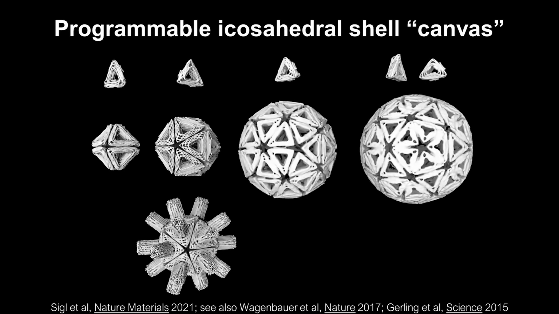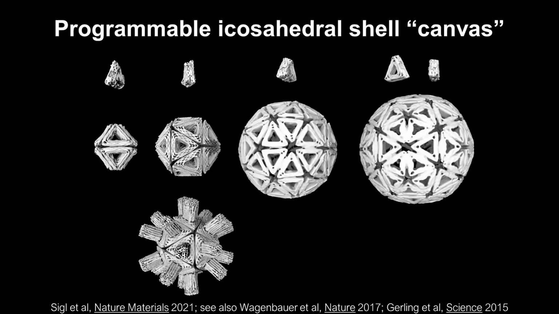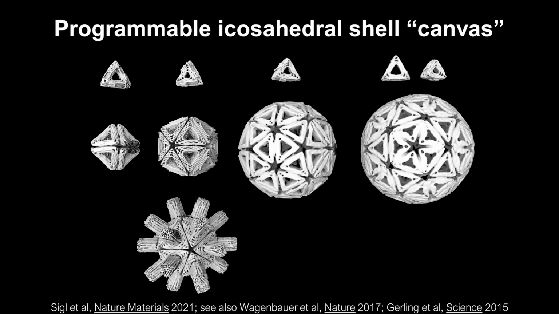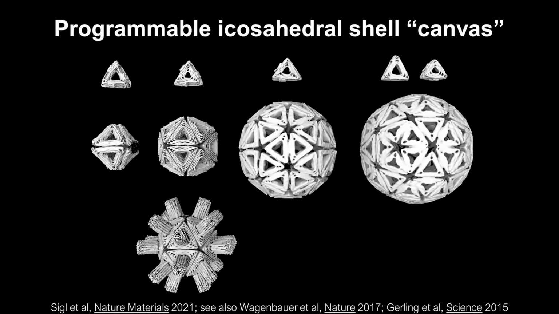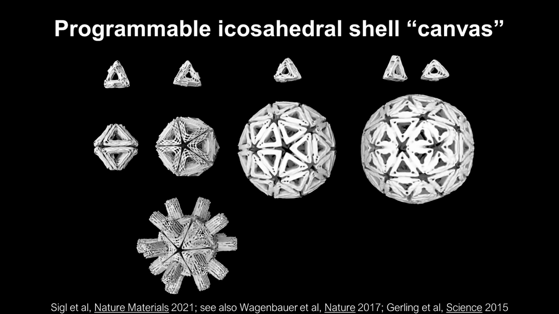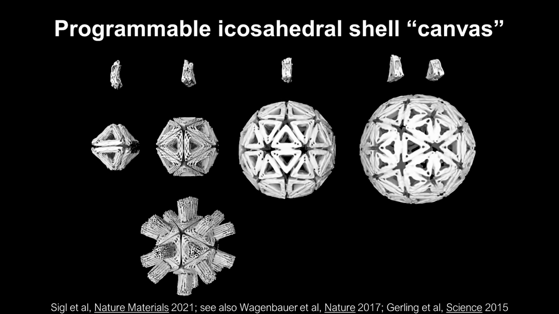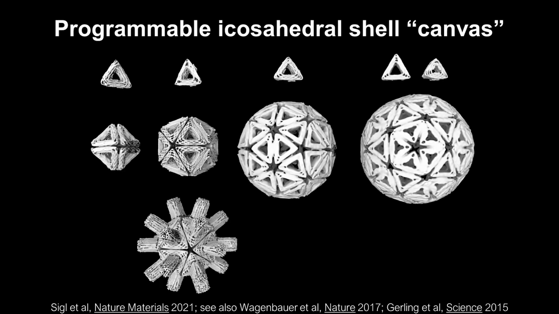So these are DNA building blocks. DNA is used as a construction material again. We make these triangular building blocks which are capable of assembling into higher order shells. You see some of these examples, and the assembly process needed to work so well that we can actually use it in the real world.